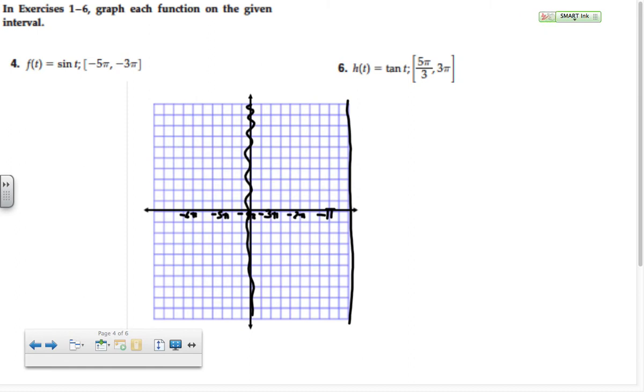So we're going to start at negative 5 pi. Now, keep in mind that we're going to call every other line 1 and negative 1. So from negative 5 pi, I'm going to cross it every pi. So I'm going to go up to 1.